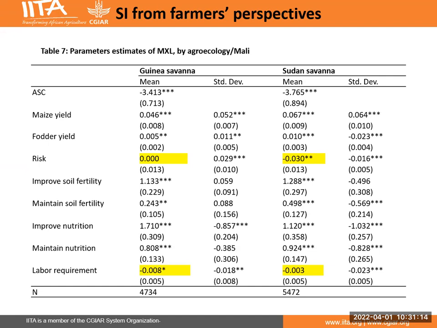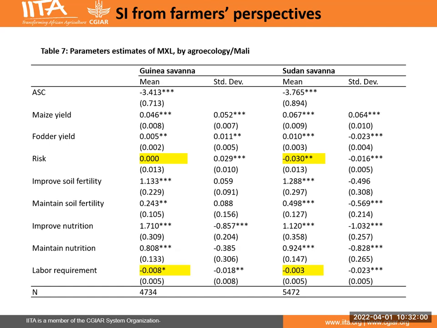In general, in both of the agroecologies, farmers are interested in changing the current practice into a more sustainable one, but there are some differences with respect to risk. The farmers in the Sudan savanna are more risk averse. They are interested in technologies that reduce the risk of crop failure. This could be because the Sudan savanna is relatively drier and may encounter more shocks than the Guinea savanna, and this result may show those differences between the agroecologies.